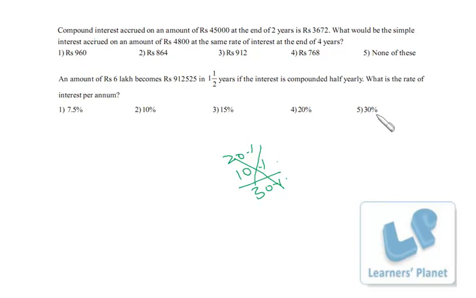If we use 30%, so 30% for 1 full year, 15% for 6 months, and some 5% difference is because of compounding, because compounding is done half yearly, right? So we will be able to get 30% as a rate of interest per annum. Because all other options are less than 20%, you cannot get a 50% jump in 1.5 years, right? So 30% will be the correct option.